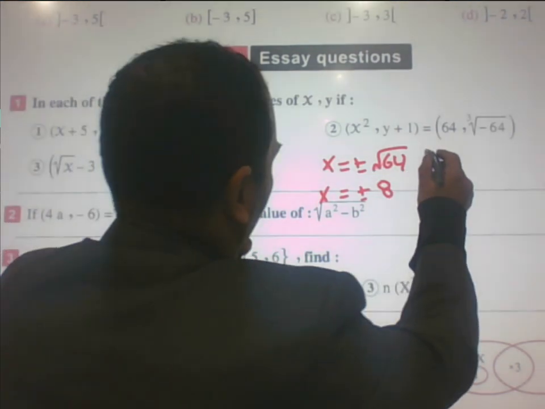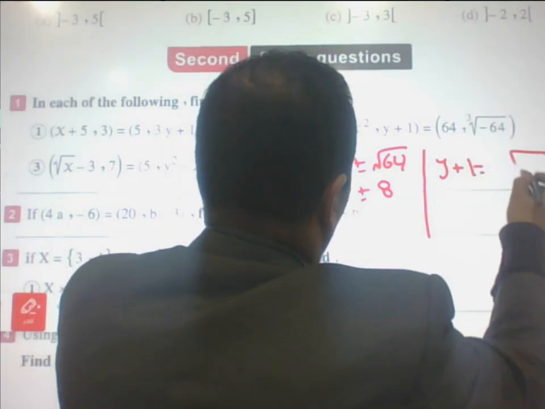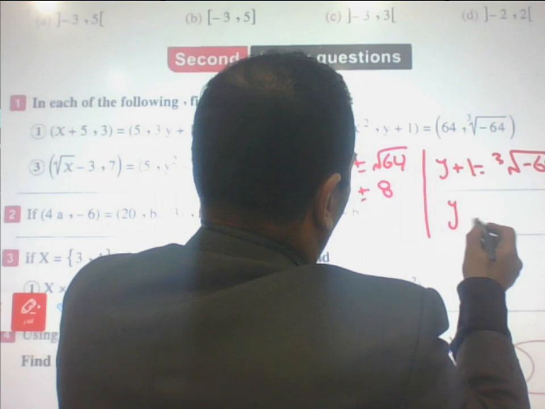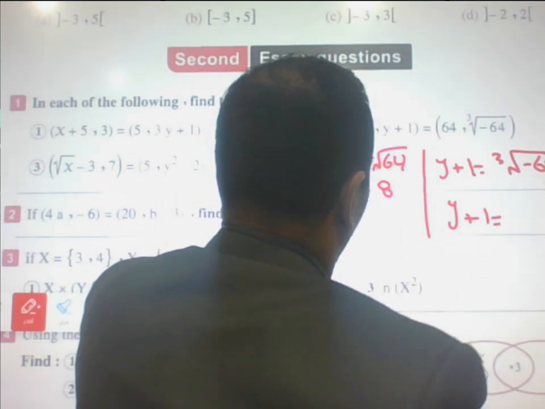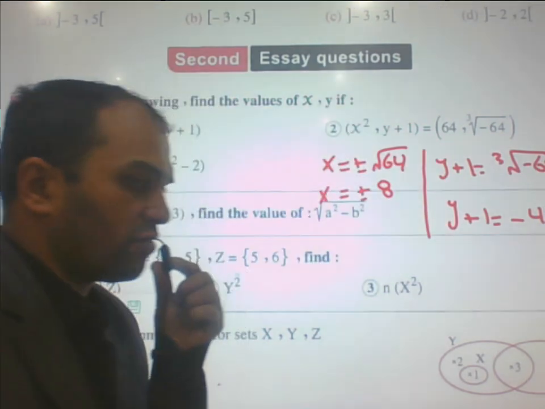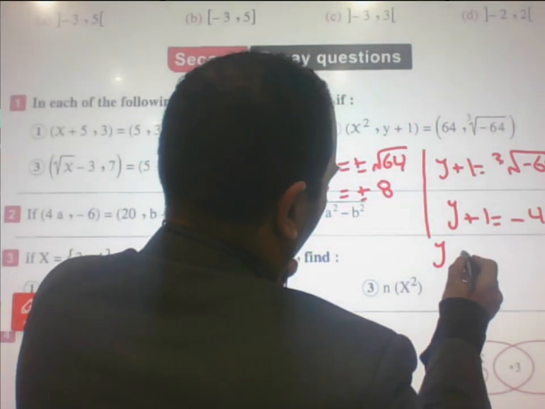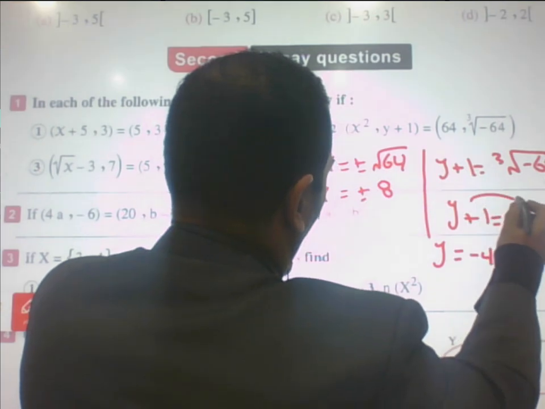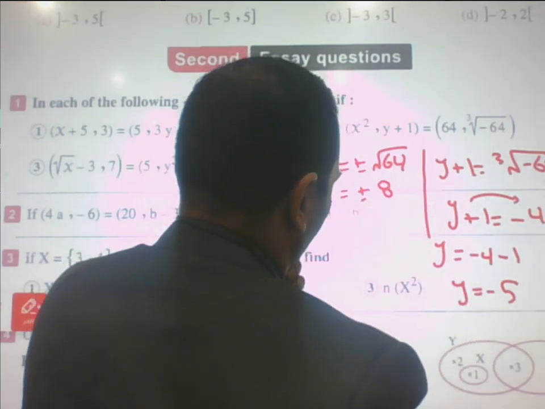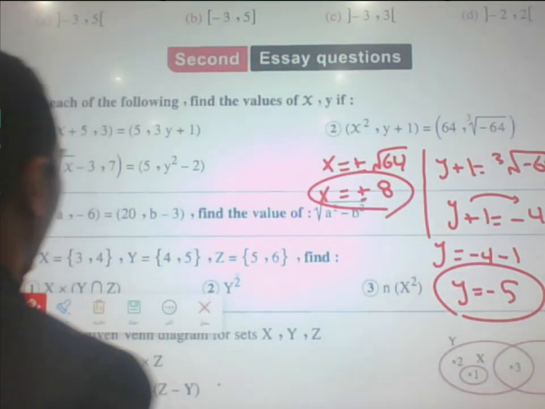And the second projection, y + 1, will be equal to the cubic root of negative 64. Then y + 1 is equivalent to the cubic root of negative 64. We can write negative, and the cubic root of 64 equals 4. Then y + 1 equals negative 4. Move 1 here, it will be negative 5. The value of y will be negative 5. We have the value of x and the value of y.